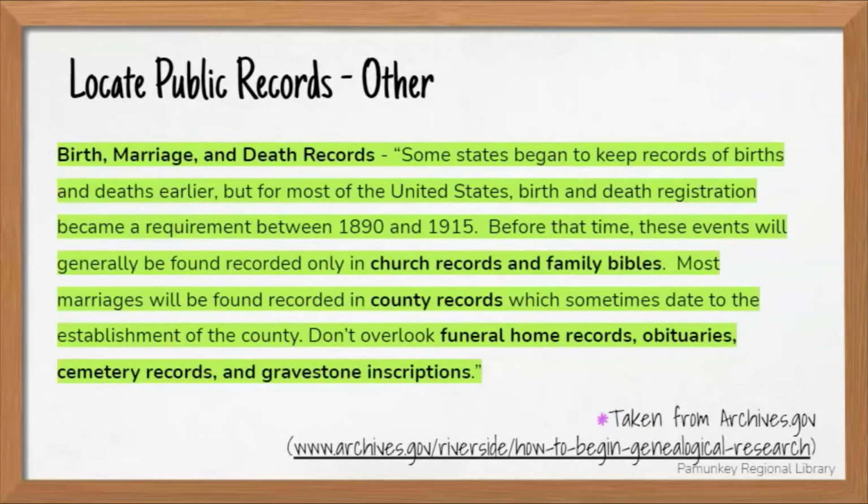And then moving on. Now we have some other places to look as opposed to the ones I've already mentioned. The birth, marriage, and death records. Some states began to keep records of births and deaths earlier, but for most of the United States, birth and death registration became a requirement between 1890 and 1915. Before that time, these events will generally be found recorded only in church records and family Bibles. So a little bit harder to find. Most marriages will be found recorded in county records, which sometimes date to the establishment of the county, depending on how old your county is. But also don't overlook funeral home records, obituaries, cemetery records, and gravestone inscriptions. So you may have to take a little field trip in your research. Again, this is taken from archives.gov.